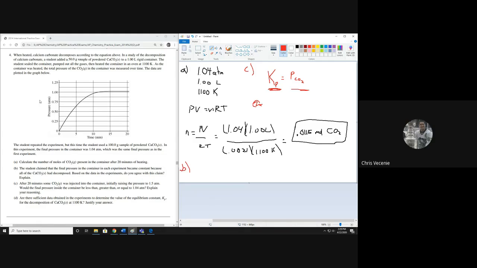Yeah, absolutely. It's all over the place, right? It's in the graph. They told us it was 1.04 a couple times, so we absolutely have enough. So you guys just want to say, since Kp equals PCO2, we can find Kp because we have the pressure of CO2.